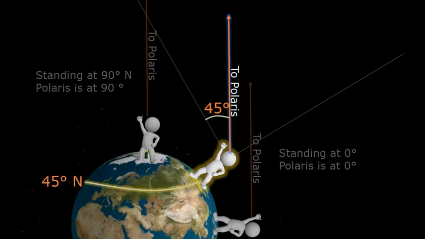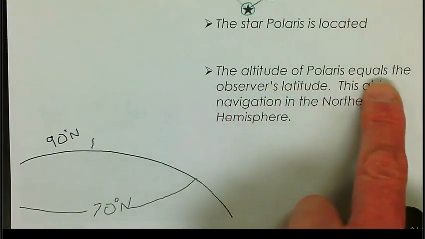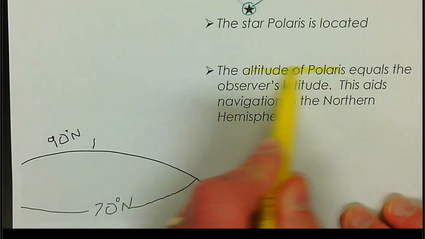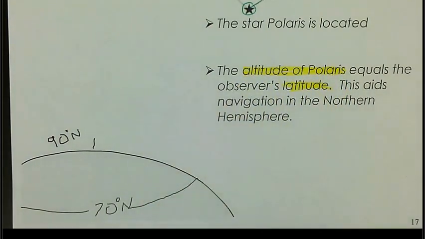And if we take a look at our notes, notice it says the altitude of Polaris equals the observer's latitude. So we have two things that we're comparing: the altitude of Polaris, meaning how high up in the sky do I look to see Polaris, and a person's latitude. So let's go ahead and draw this in our notes.